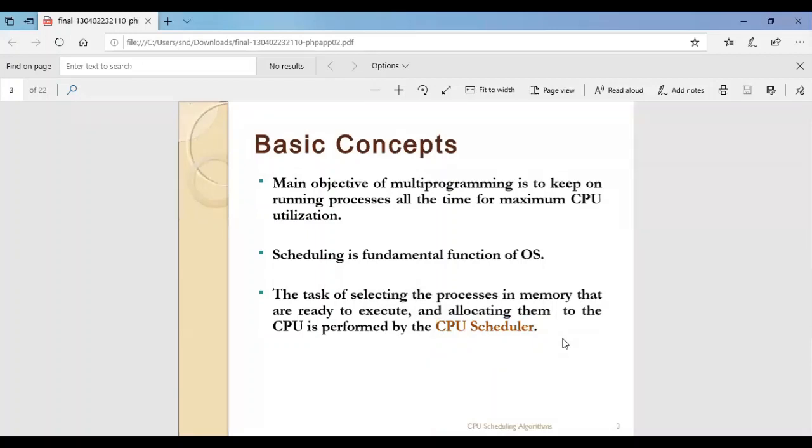Three types of schedulers are there: long term, medium term, and short term. So what is the function of the CPU scheduler? Whichever processes are ready, assigning that process to the processor, to the CPU, for the purpose of execution is nothing but the function of the CPU scheduler.